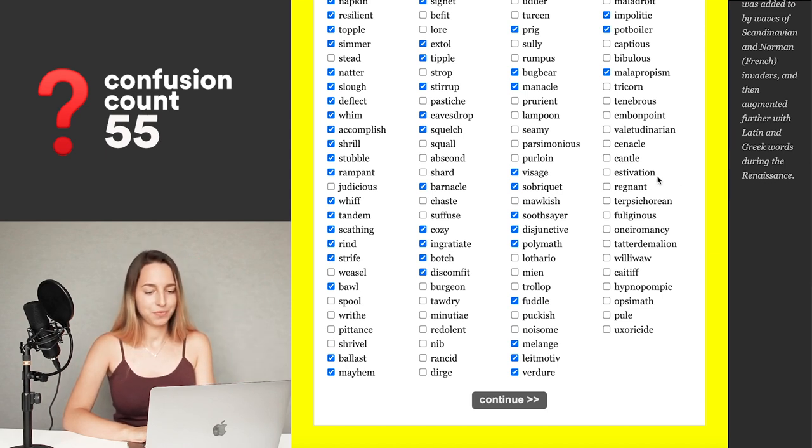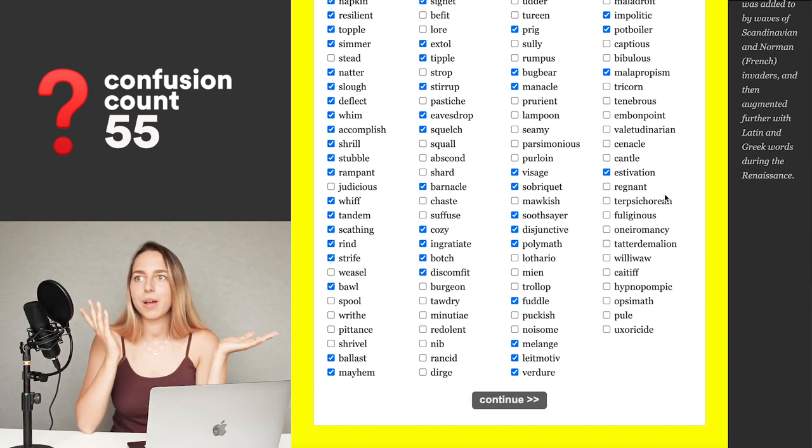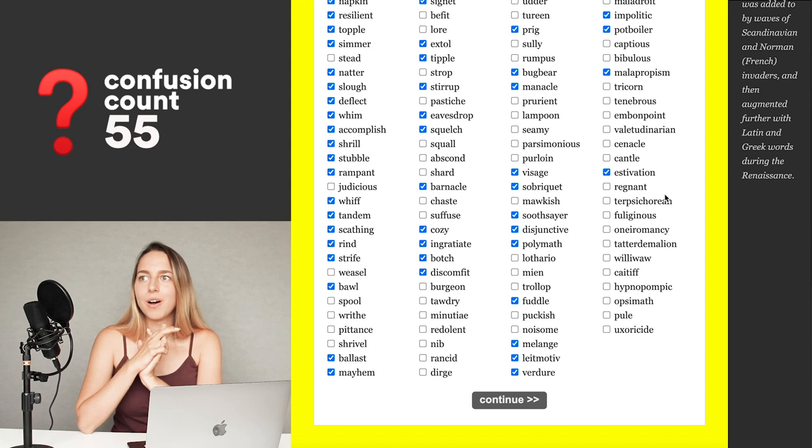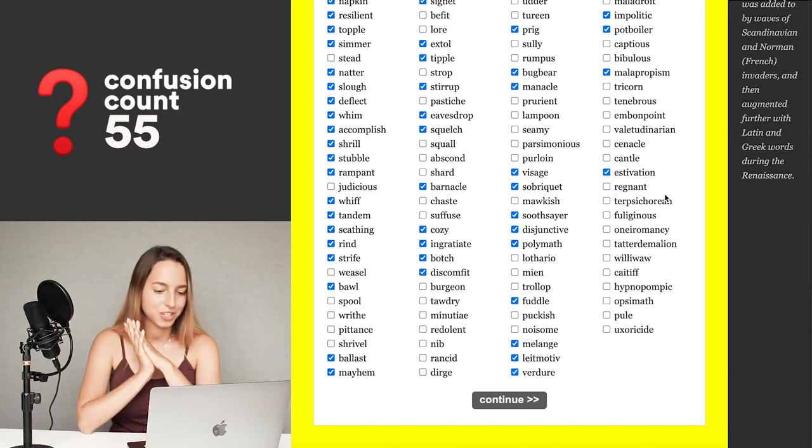Estivation. Surprisingly, I know this word. Estivation is a period of sleep of an insect. I guess of sleep, or like the period when an insect is inactive, because they're sleeping. What else could they do? Or maybe, you know, when a caterpillar becomes a butterfly, this period is called estivation. The best explanations ever on this channel.